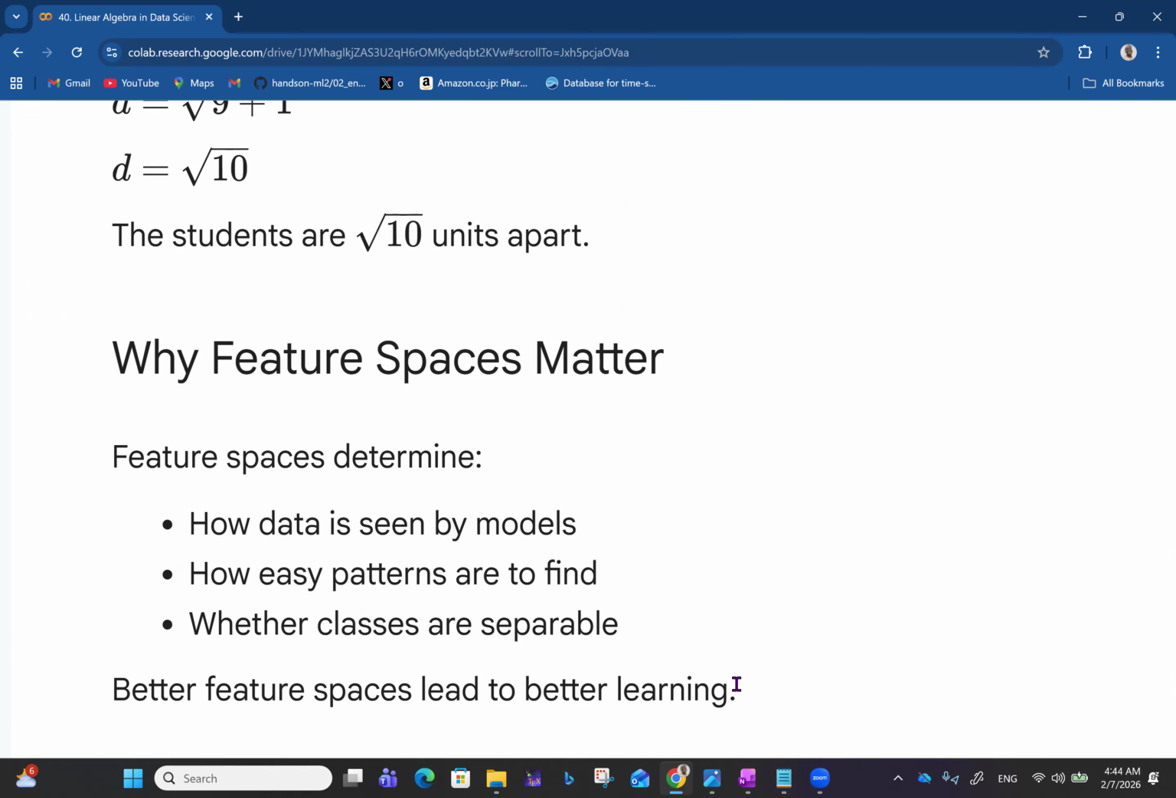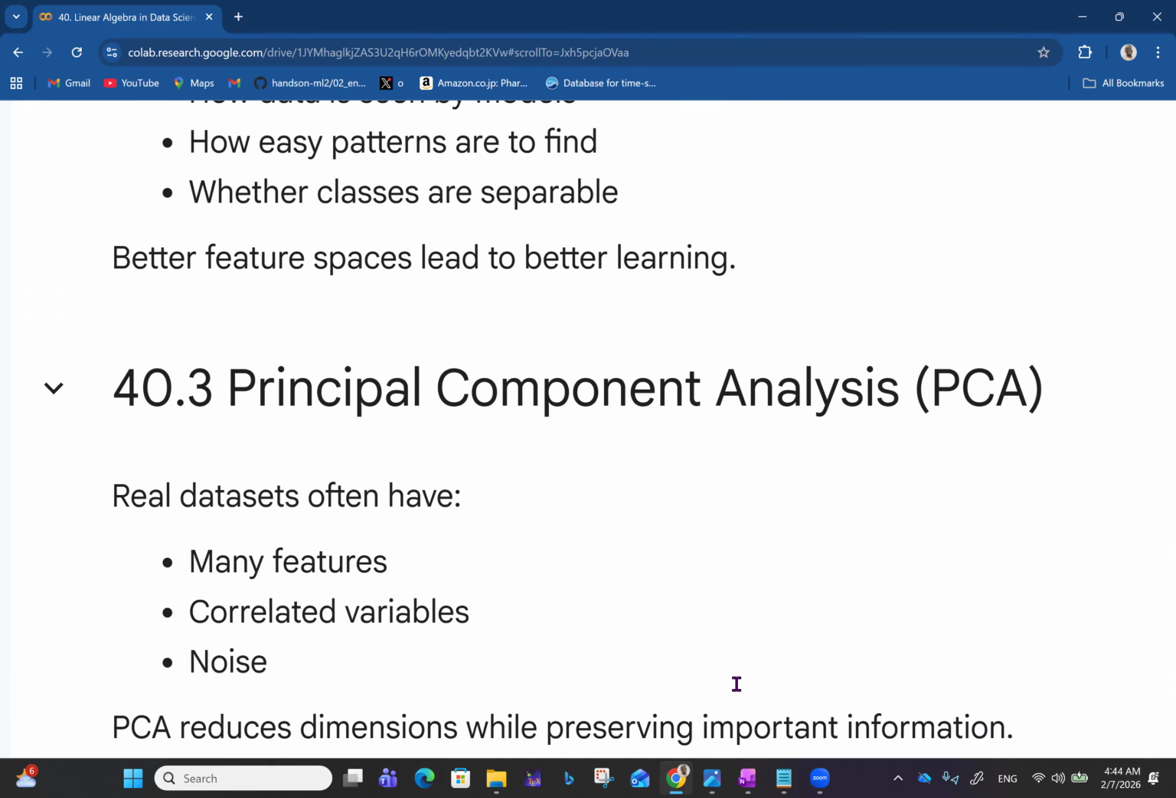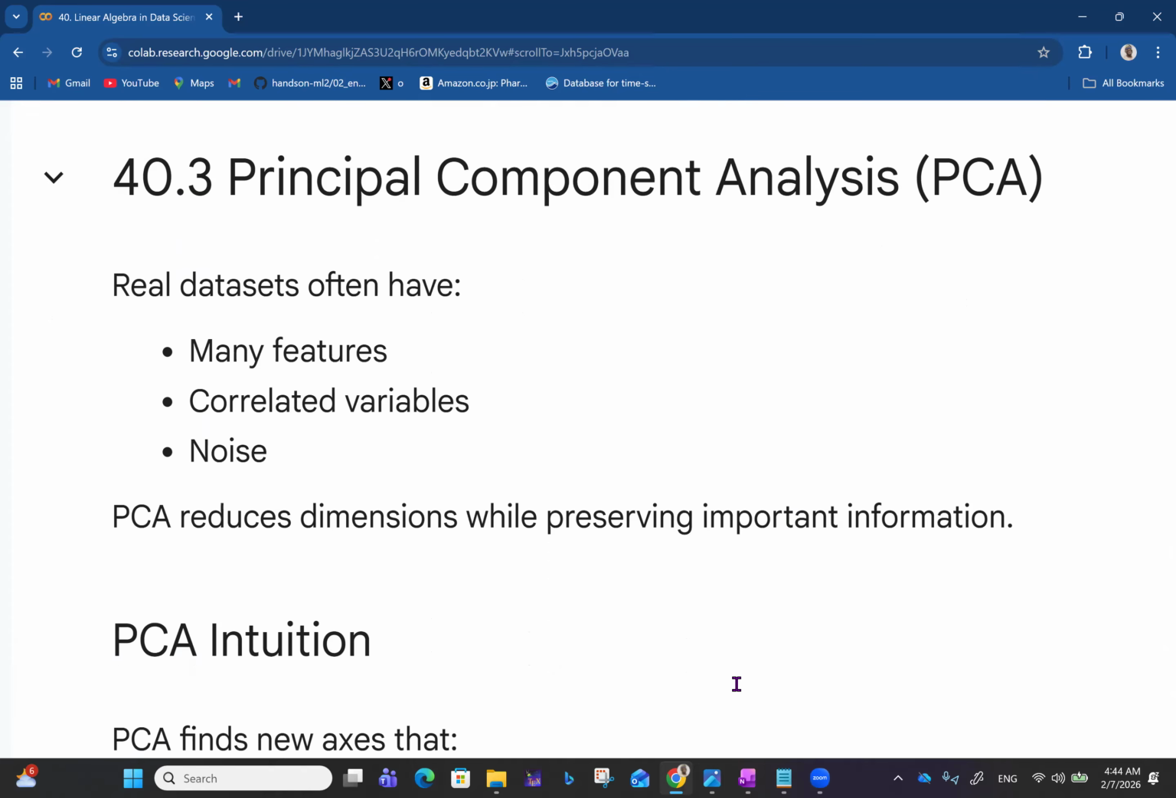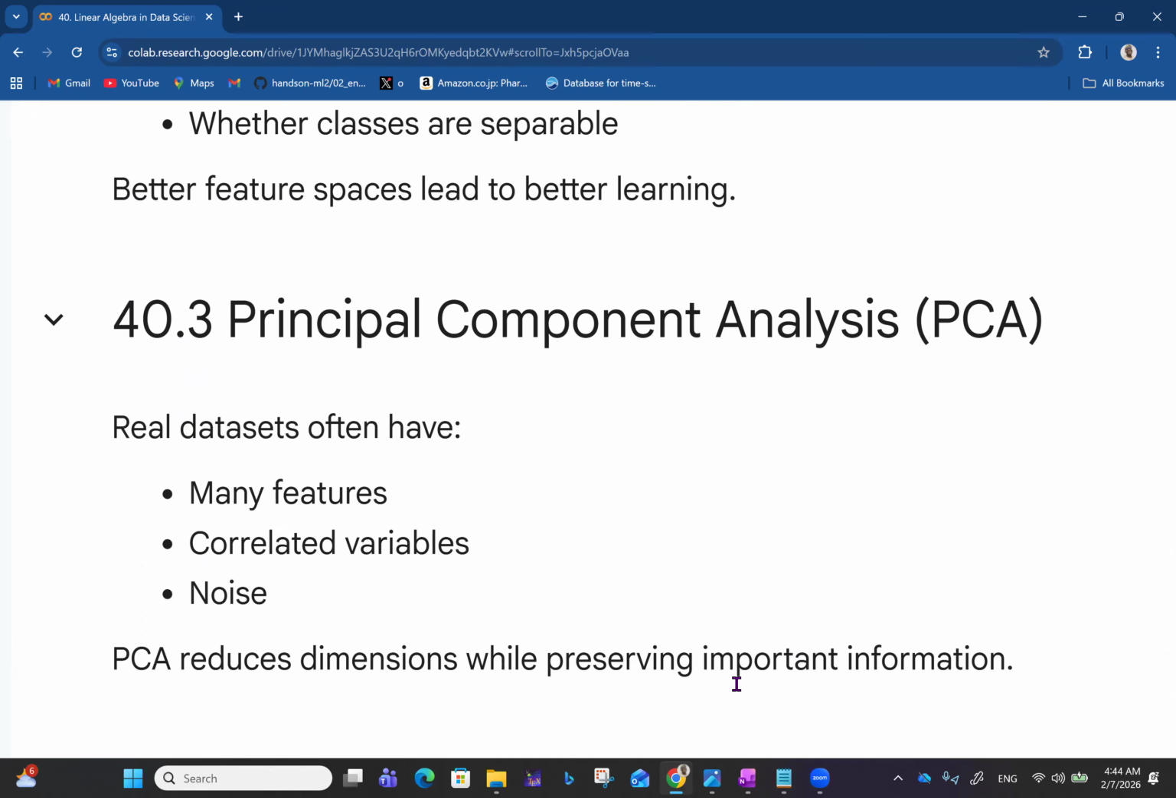So you want to remove features that behave the same way so that you can actually know what is really contributing a lot into a whole setup you have in your data. Okay, then that takes us to the idea of principal component analysis, which is a very powerful tool in data science. So real data sets often have many features.